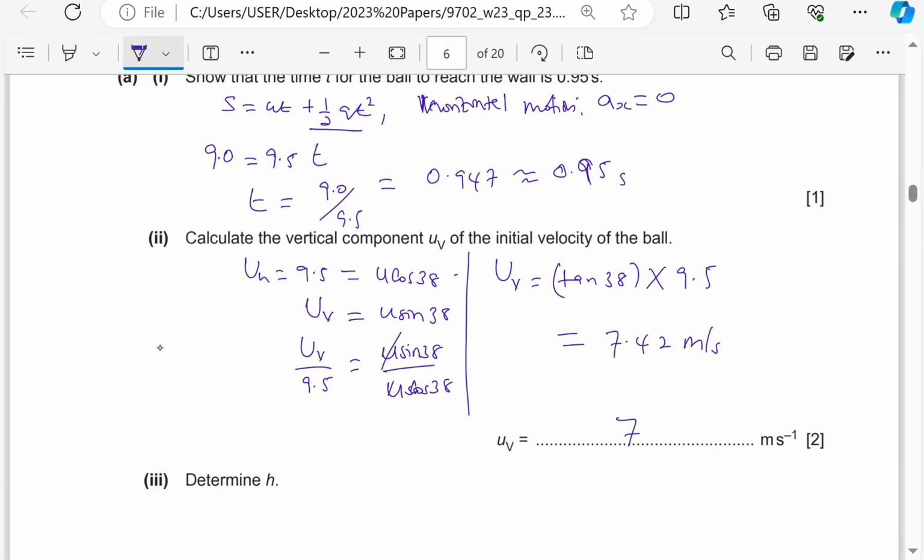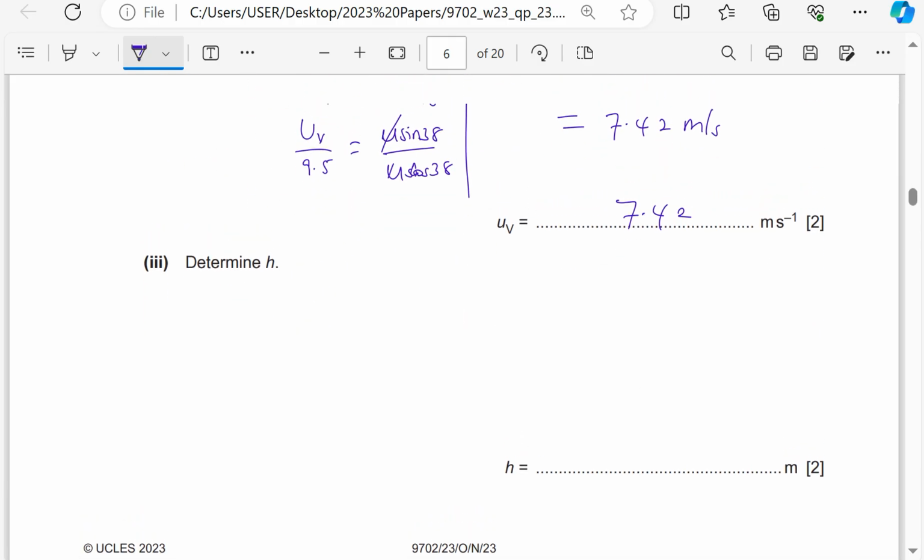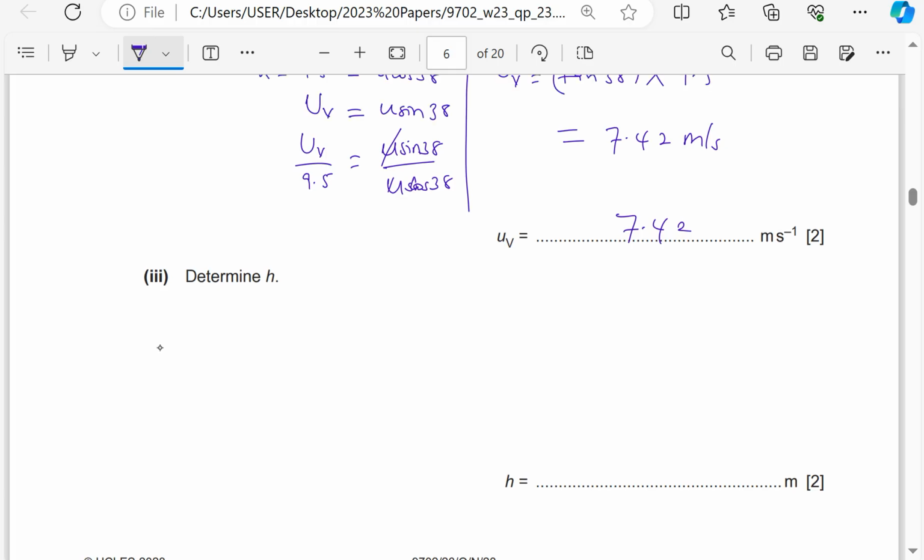So the answer here is going to be 7.42 to three significant figures. Then determine H. So H is in the vertical, so I'll consider vertical motion. And I'll use s equals ut plus half at squared. s in the vertical is H.